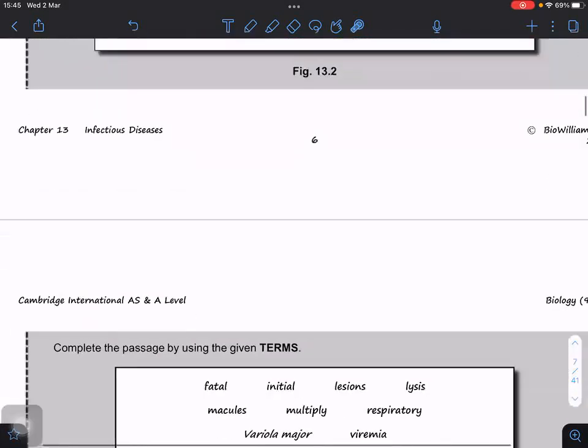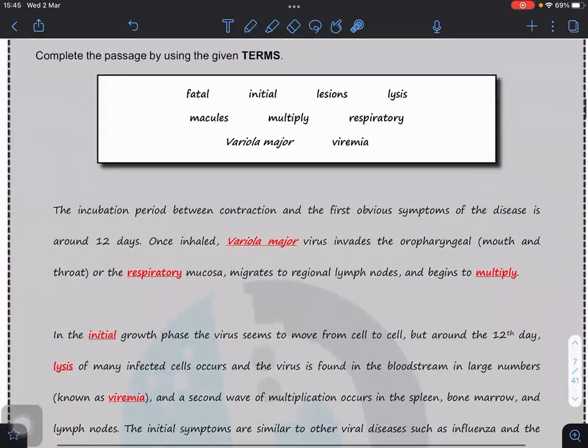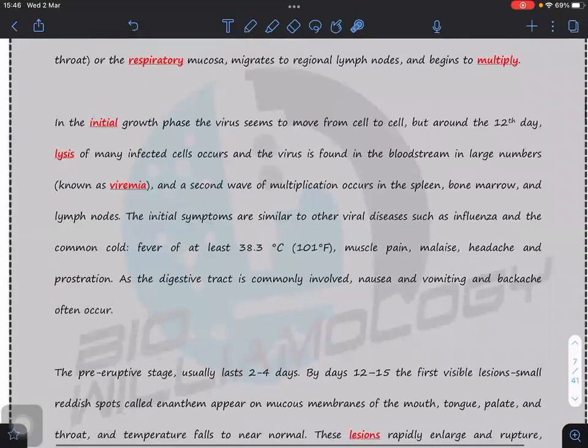Okay, so we go through the signs and symptoms of smallpox. A lot of medical terms here, don't need to worry. As I said, no question will ask you to write this. But generally, the virus is Variola major. Because it's airborne, it will cause infection at the respiratory tract, and then it spreads to the regional lymph nodes. From there, it starts to multiply. The initial growth phase of the virus seems to move from cell to cell, but around 12 days there is lysis of the infected cells, which means the virus can now spread into the blood.